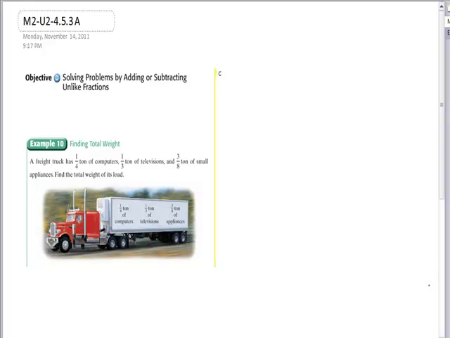In this lesson, we're going to look at solving a few problems that will involve either adding or subtracting unlike fractions. So there's an example here. It says a freight truck has 1/4 ton of computers, 1/3 ton of televisions, and 3/8 of a ton of small appliances. Find the total weight. So in this problem, I would be taking 1/4 plus 1/3 plus 3/8.